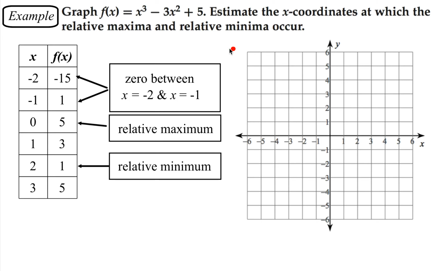Let's take a look at the graph. So -2, -15 is way down here somewhere. So I'm just going to put this somewhere on our graph so that you know it's there. -1, 1.